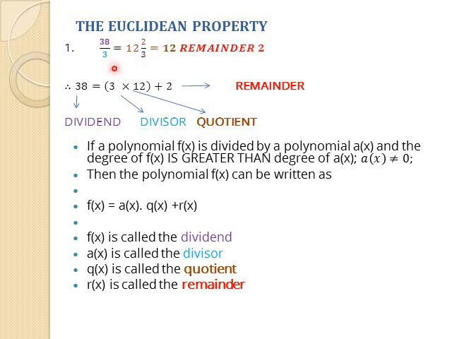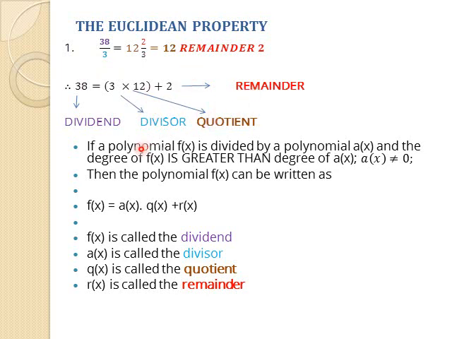So this can be rewritten as 38 equals 3 times 12 plus 2, where 38 is referred to as my dividend, 3 is my divisor, that's what I'm dividing by, 12 is the quotient, and 2 is my remainder.